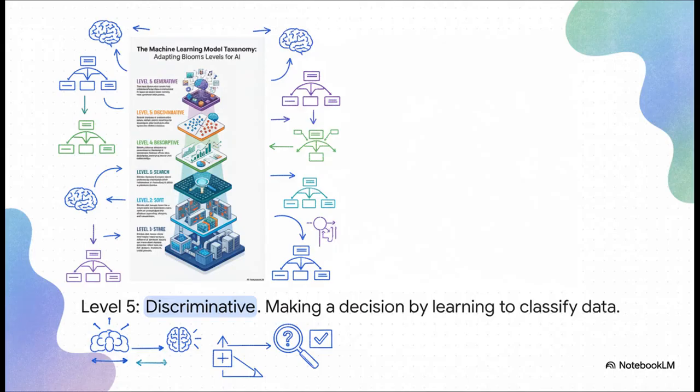So, you see, the model isn't just describing what it sees anymore. It's making a call. It's making a decision. It's figuring out the hidden rules that make something a cat and not a dog. And that's a really powerful cognitive jump. It's why this term discriminative is so key. It means the AI can make a choice, not just spit back facts.